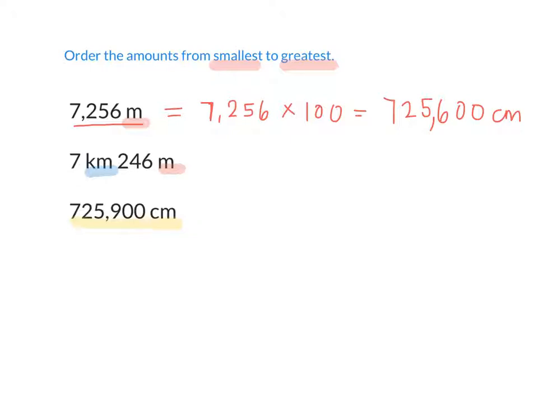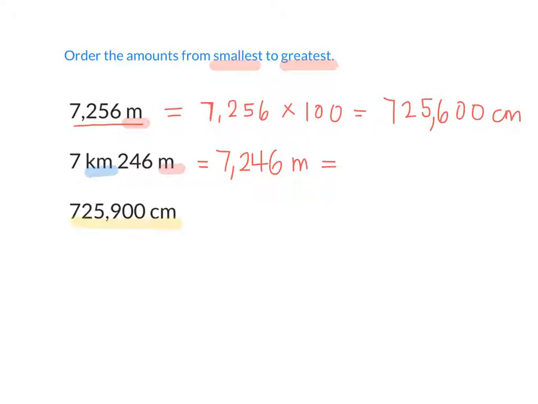Now, for the next one, we have kilometers and meters. So we have to first put that only into meters. How many meters are in 7 kilometers? Everyone? 7,000, right? So altogether, we have 7,246 meters. But we want to put that into centimeters. So how do I convert from meters to centimeters? I have to multiply by 100. How many centimeters are in 1 meter, Zara?